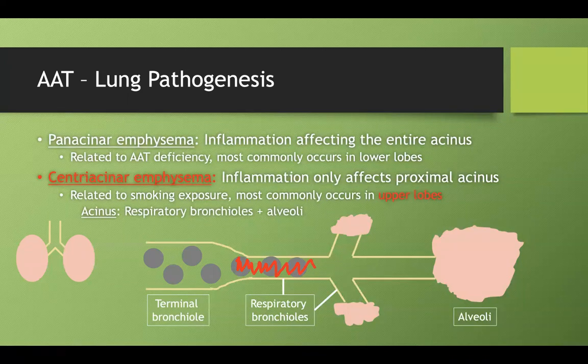And the reason why smoking exposure affects the upper lobe is that when you smoke, as we know, air rises. So once it enters the lungs, that smoke can still rise to the upper lobes of your lung, and it'll cause this centri-acinar emphysema that we see here, and this will be most predominantly in those upper lobes.